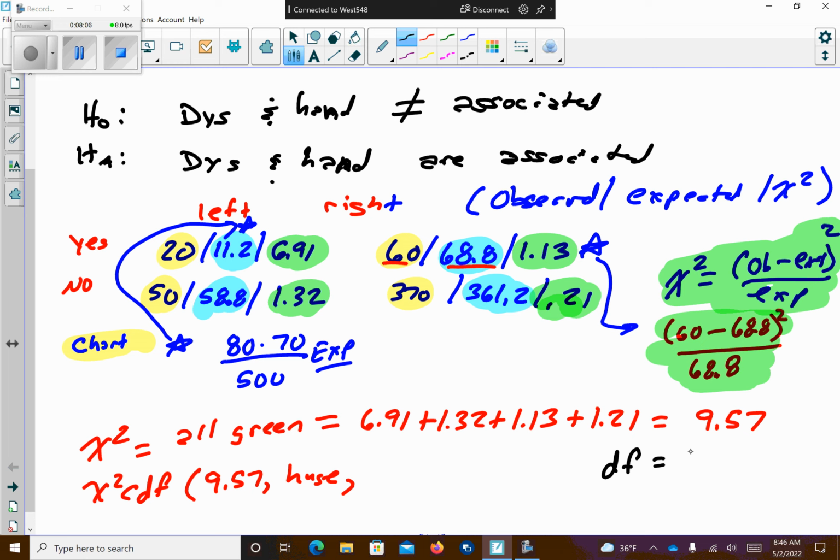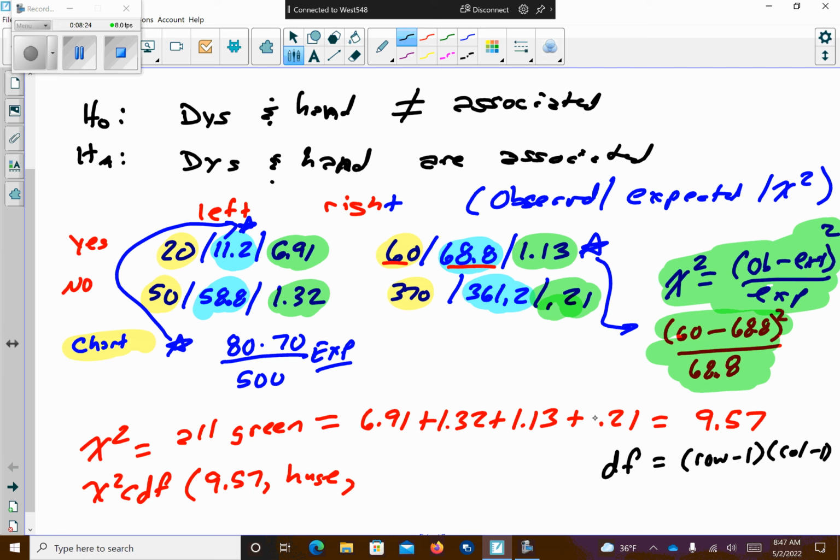So because it's two things, it's row minus 1, column minus 1. Wait, is it 1.21 or 0.20? Oh, it's 0.21. Thank you. No, I looked at my slash and 0.21.